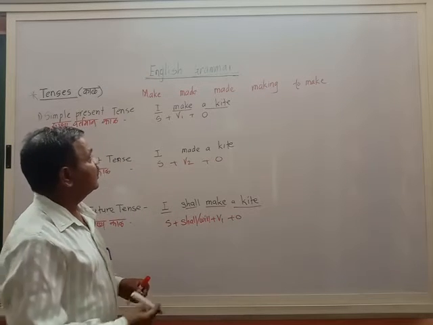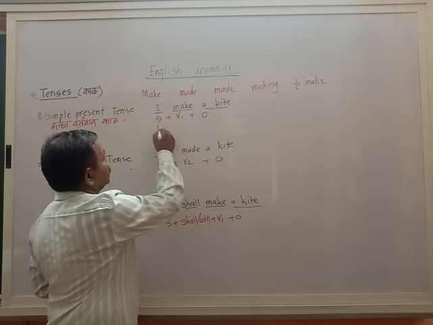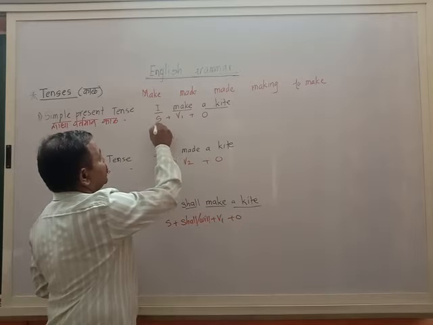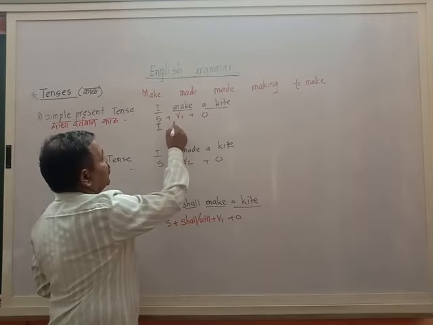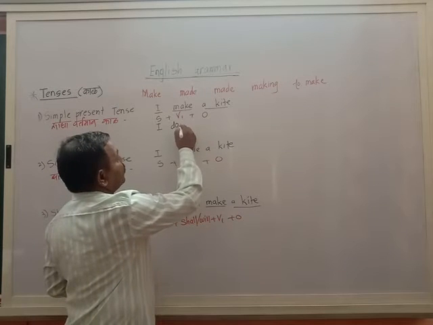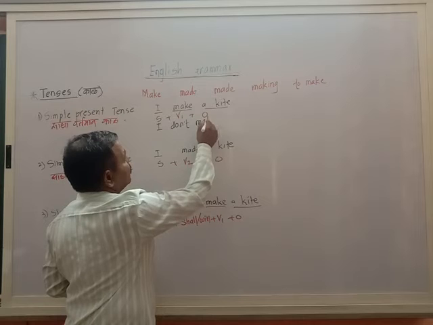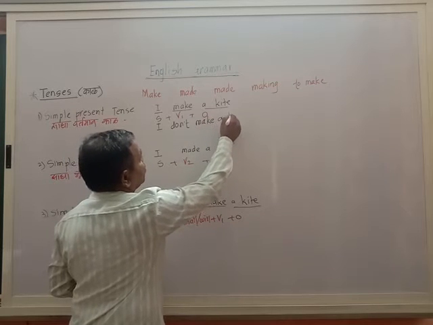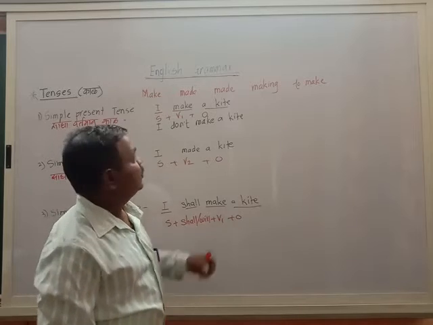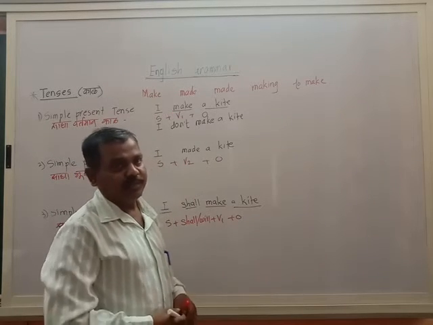So see here, negative. What is the negation here? I make. So in the chart of do's and don't, what do we say? I do. The negative is there. I don't make a kite. I make, मी बनवतो. I don't make, मी बनवत नाही.